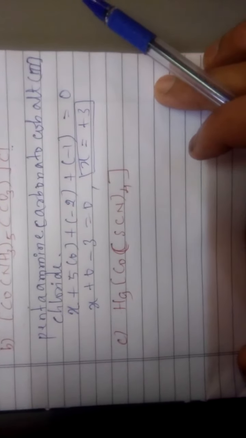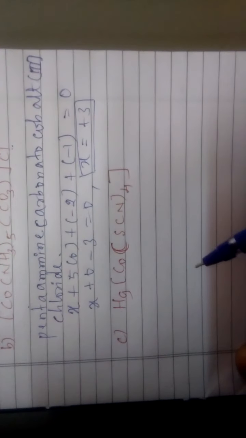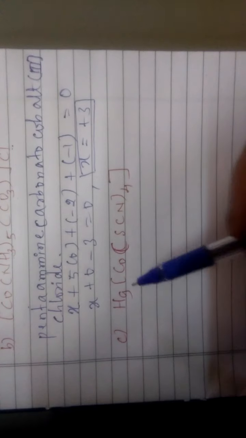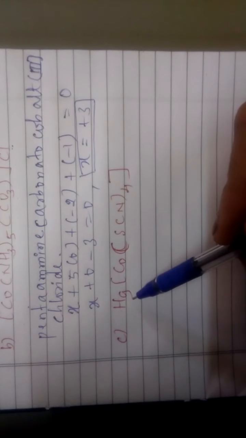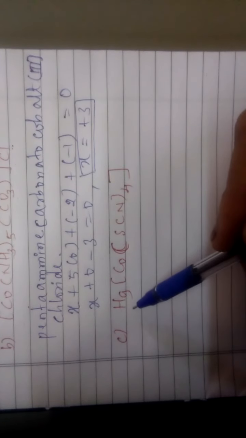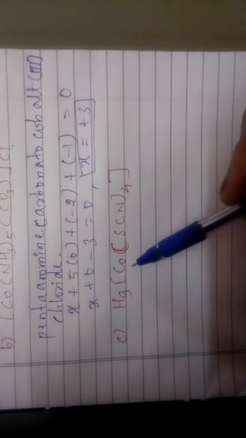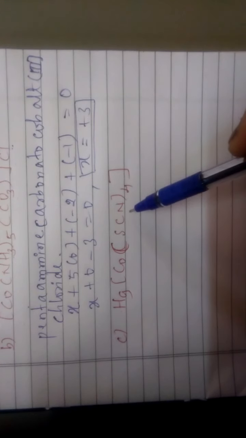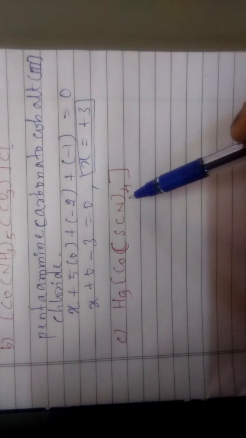Okay, so next one, Hg[Co(SCN)4]. Okay, so here Hg is the counter ion and it is present at the left side of the complex, so it is a cation, and cobalt is the central metal ion, and thiocyanate, these are the ligands.